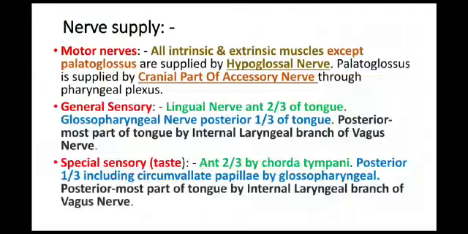The special sensory, that is the taste sensation, anterior 2/3 by the chorda tympani, which is a branch of the facial nerve. Posterior 1/3, including the circumvallate papillae by the glossopharyngeal nerve, and posteriormost part of the tongue by the internal laryngeal branch of the vagus nerve.